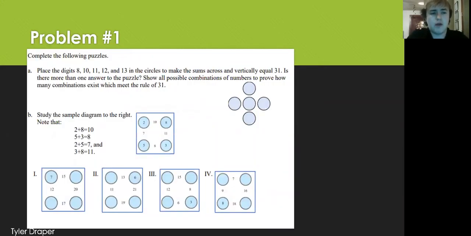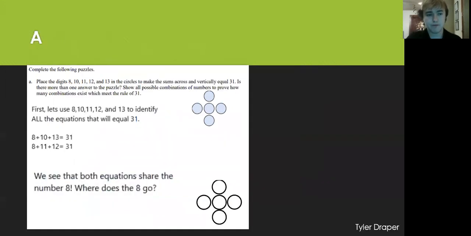Okay, so problem 1 says complete the following puzzles. All right, so problem A. We're going to read it together really quick. Place the digits 8, 10, 11, 12, and 13 in the circles to make the sum across and vertically equal 31. Is there more than one answer to the puzzle? Show all possible combinations of numbers to prove how many combinations exist which meet the rule of 31. So the first thing we need to realize when they say the rule of 31 is that we need to identify all the different equations that equal 31.